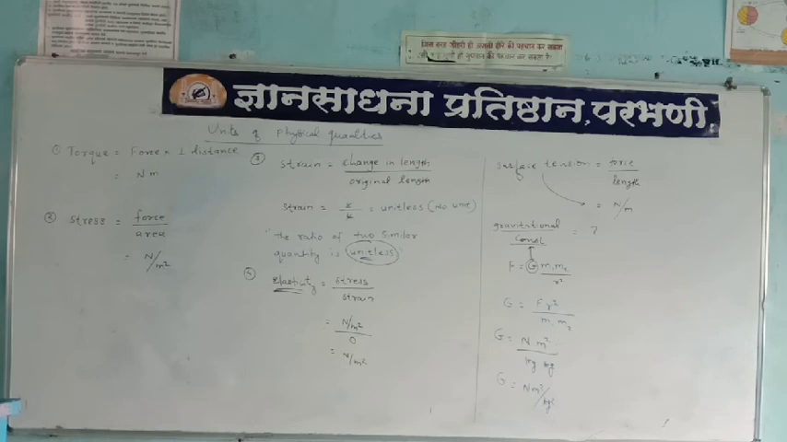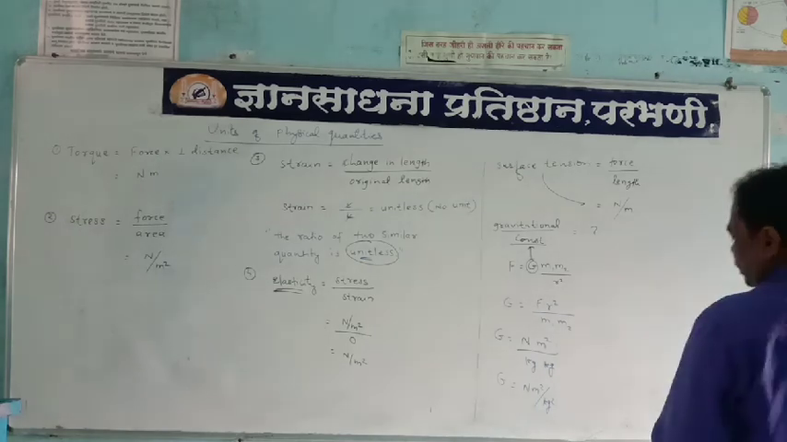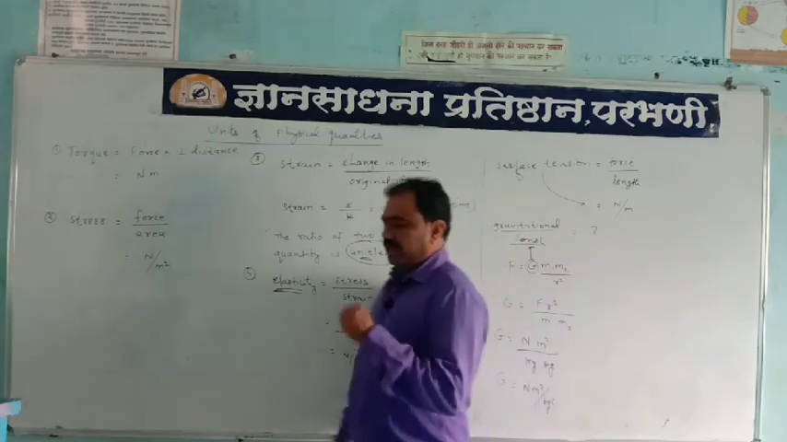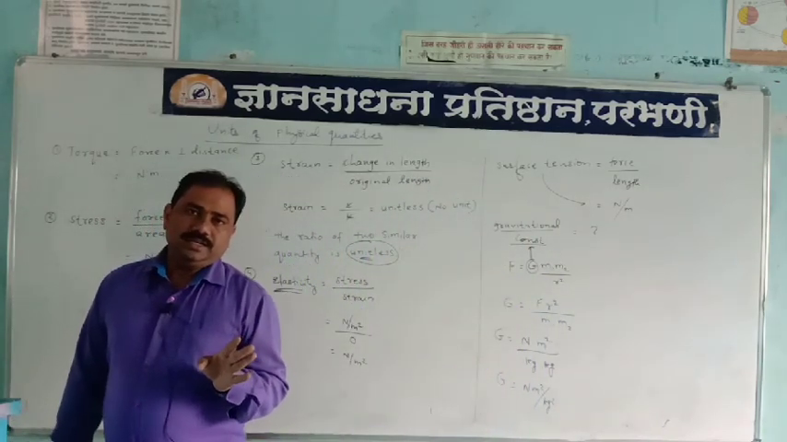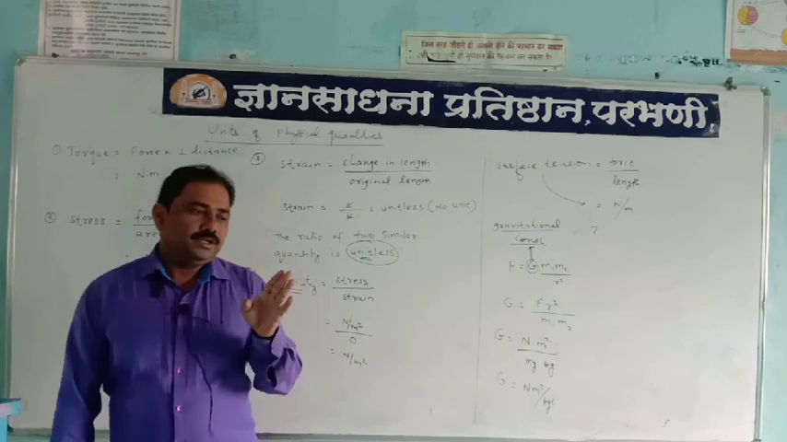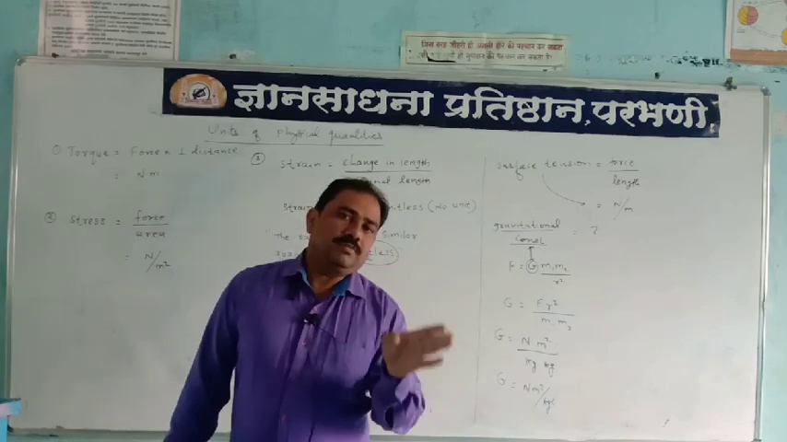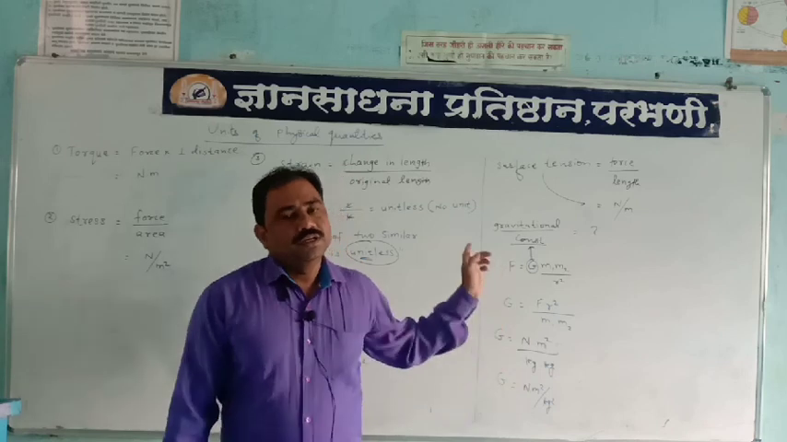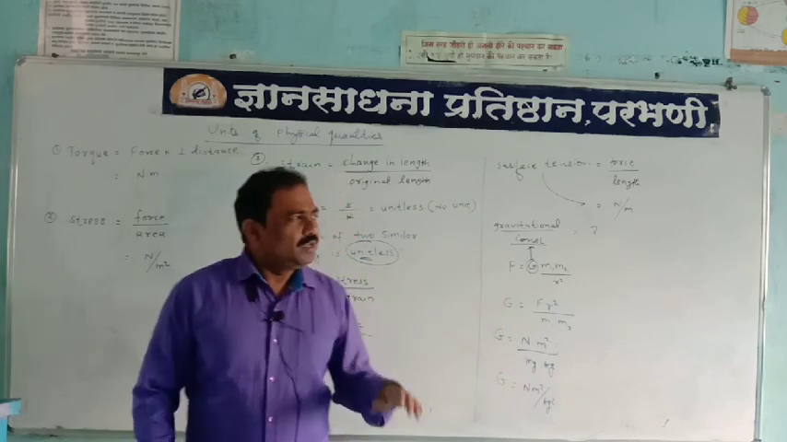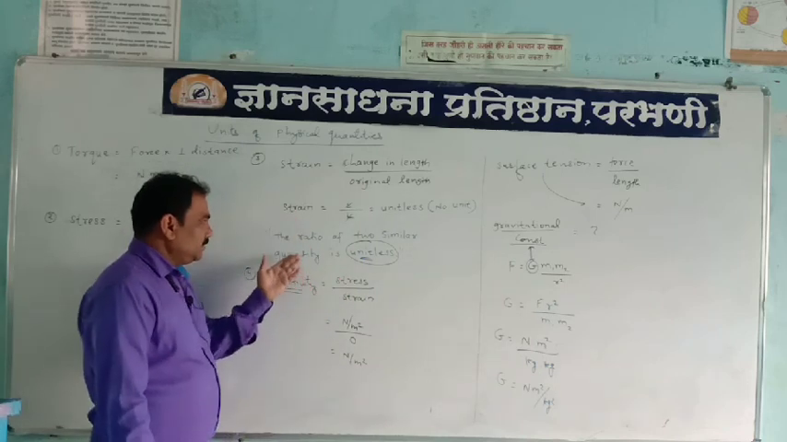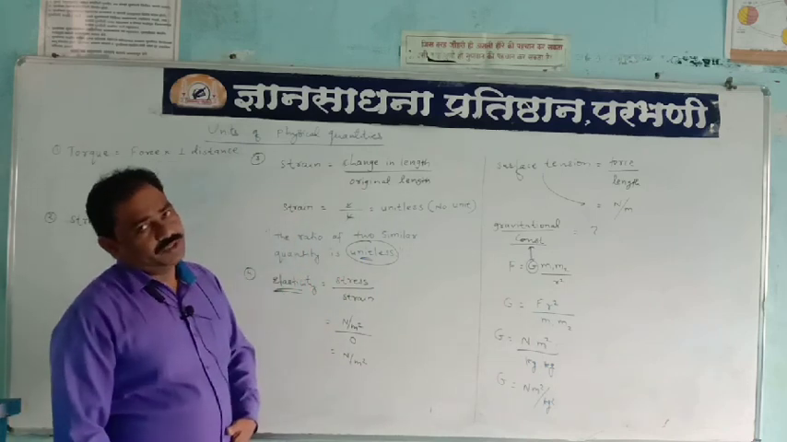So to calculate the SI unit of any physical quantity, first of all try to put the formula for the particular physical quantity which is given to you. Okay, if you put the formula, then you can easily find out the units.